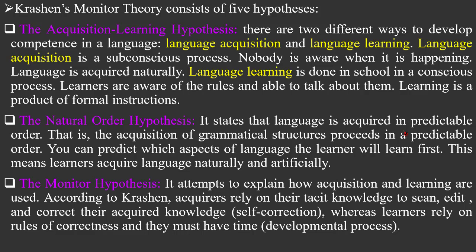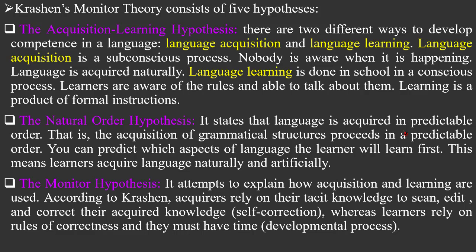Whereas learners, that is when you are producing a second language, another language, you don't rely on tacit knowledge that you acquired, because you learned the language in a formal context, with instructions, etc. So you rely on rules. When you are learning another language, we learn rules. So you rely on rules of correctness to scan, edit, and correct our language.